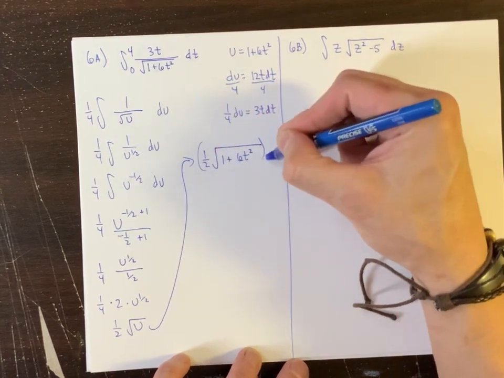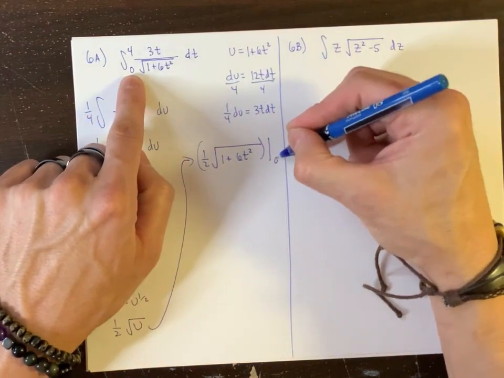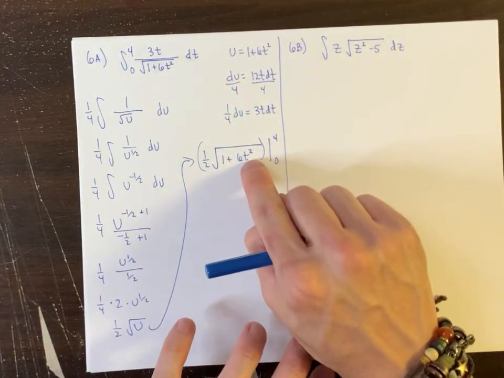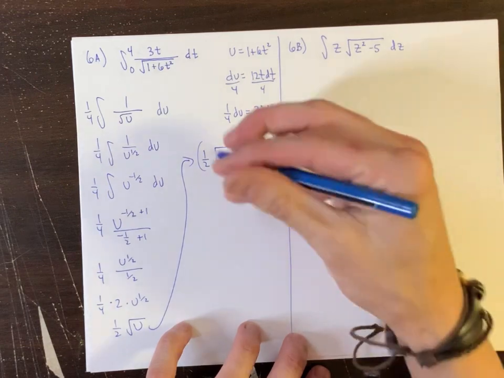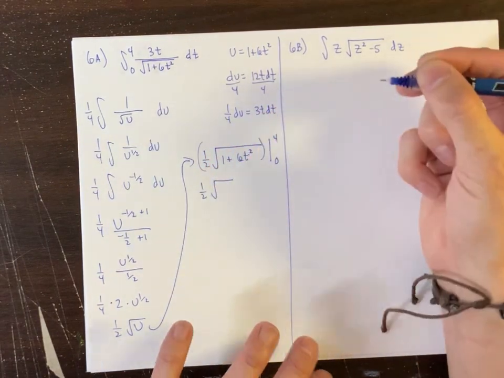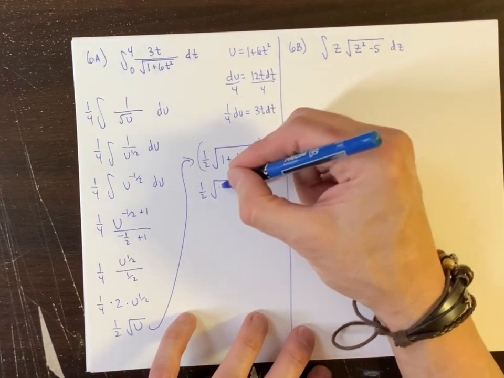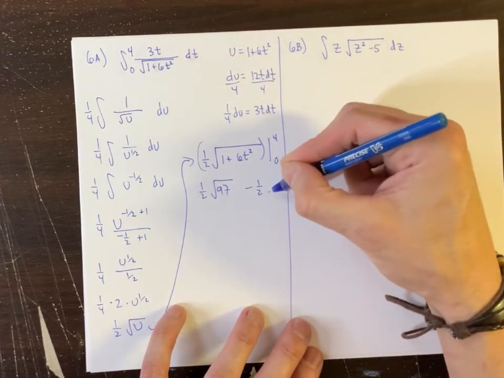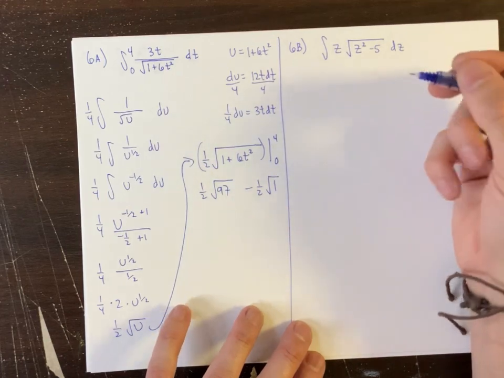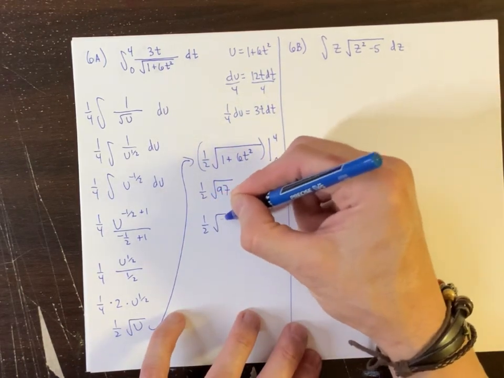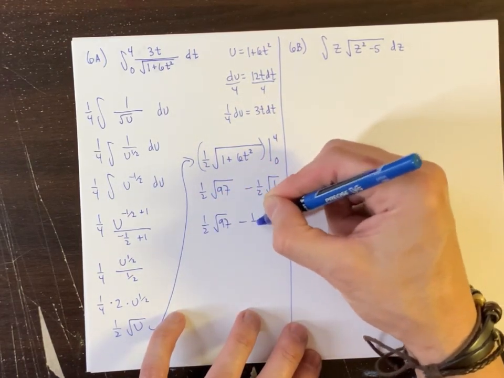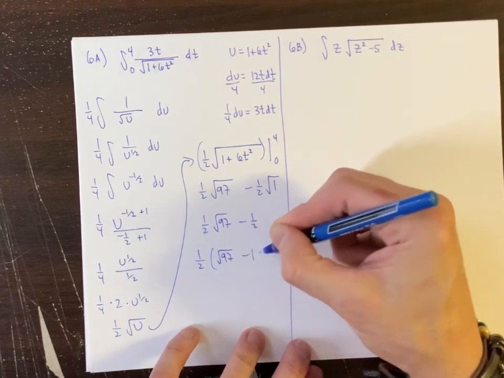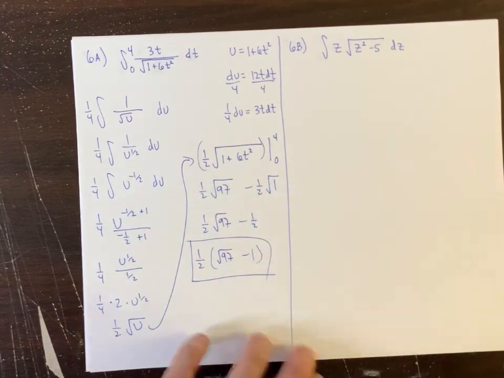And now we can evaluate this from the original limits of integration, from 0 to 4. So if you plug in 4 here, that'll be 1/2 times the square root of, what is that, 97? That's weird, but whatever. And then minus, now plug in 0, it'll be 1/2 times the square root of 1. So this is just 1/2 square root 97 minus 1/2. If you want to factor out a 1/2, that's fine. This is what you get.